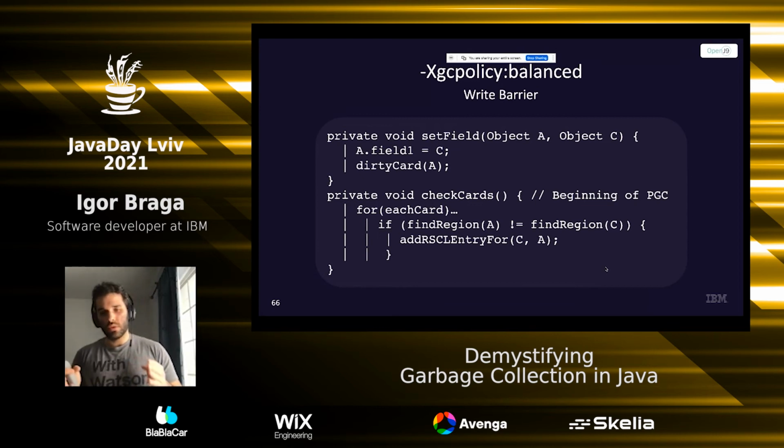Do we want to put the burden on the mutator thread, the application thread, or do we want to put the burden on the GC thread? Here we chose to put the burden on the GC thread so that the application thread doesn't have to worry about checking if there's an inter-region reference, right? All it has to do is just dirty that card, then the GC is going to deal with it later.